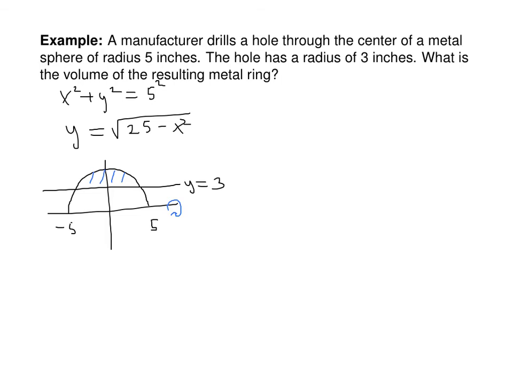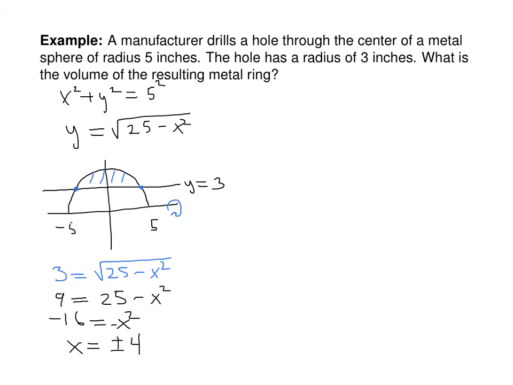Now the first thing you have to determine is what are those intersection points. So when does 3 equal the root of 25 minus x squared? So square both sides and you get 9 equals 25 minus x squared. Negative 16 equals negative x squared, excuse me. And eventually you'll get x equals plus or minus 4.